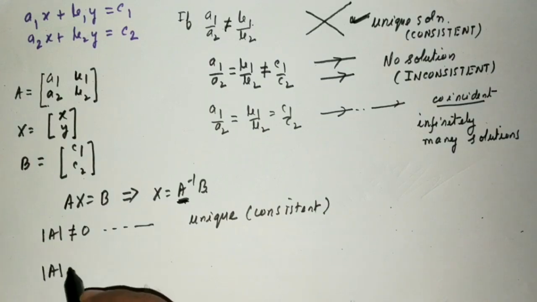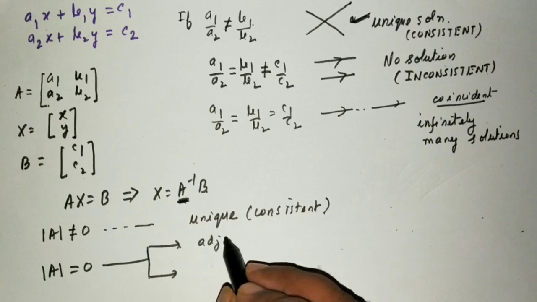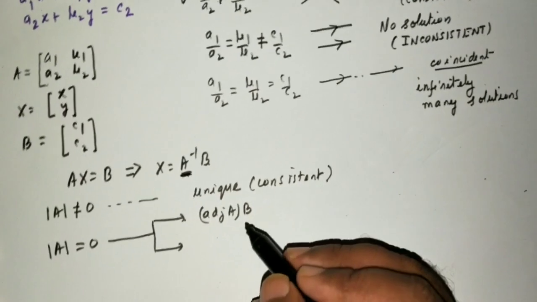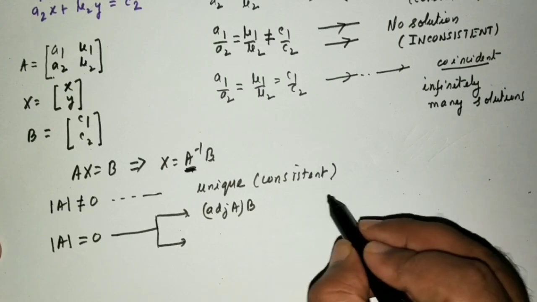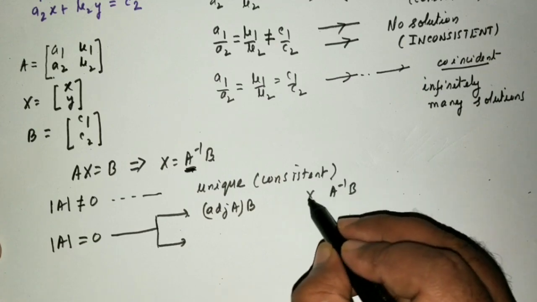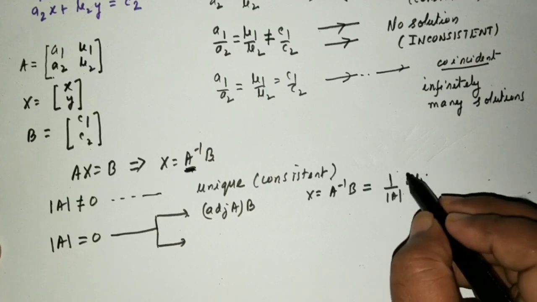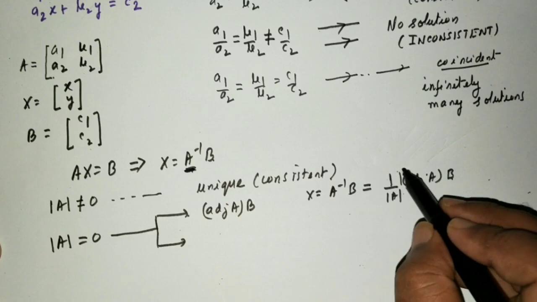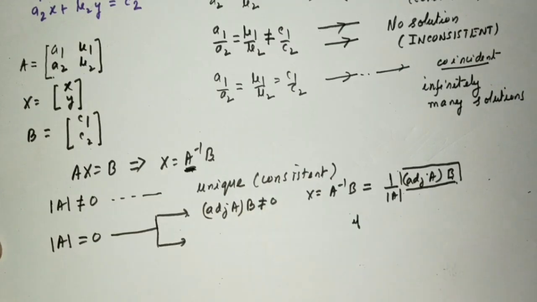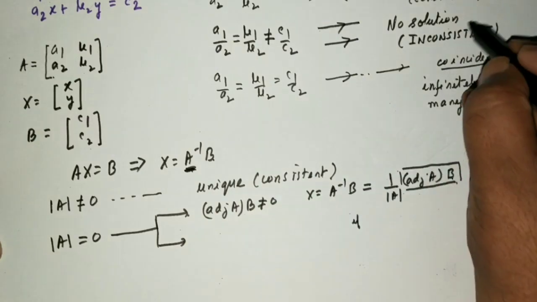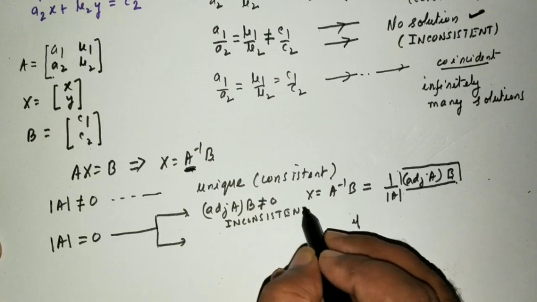Here determinant of A is equal to 0. Then we have two conditions. Then we go to calculate adjoint of A into B, because we calculate this A inverse B, X is equal to A inverse B. Now this is equal to 1 by determinant of A into adjoint of A into B. So this we calculate, and if this is not equal to 0, now this is the condition, no solution, it is inconsistent. It has no solution.